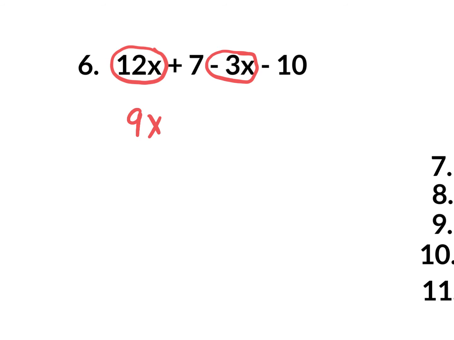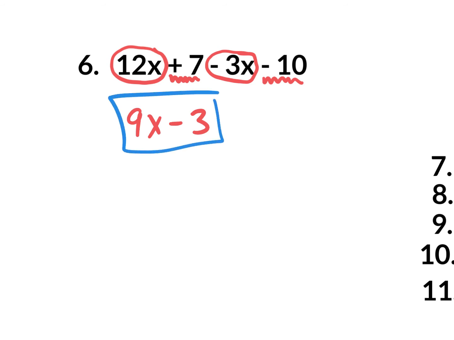Then we move on to the numbers. We have a positive 7 here and a negative 10 there. We're going to owe 3 of those dollars or whatever you want to call them, right? Positive 7, negative 10. You have 7, you owe 10. You're going to owe 3. There's your answer, 9x minus 3.